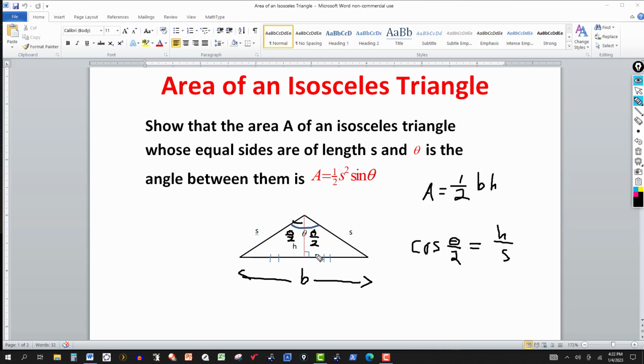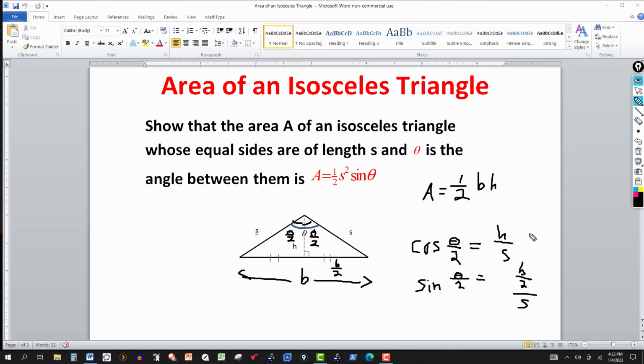Now look at the triangle on the right. Again, I'm looking at the theta over 2 for this triangle, and I'm going to use sine in this case. So I'm going to say sine of theta over 2. From that perspective, sine is the opposite over the hypotenuse. In this case, s is the hypotenuse again. Remember, the length here is b, so this side here is b over 2, and the other side is b over 2. Looking at the triangle on the right, the sine of theta over 2 is the opposite side, which is b over 2, over the hypotenuse, which is s.